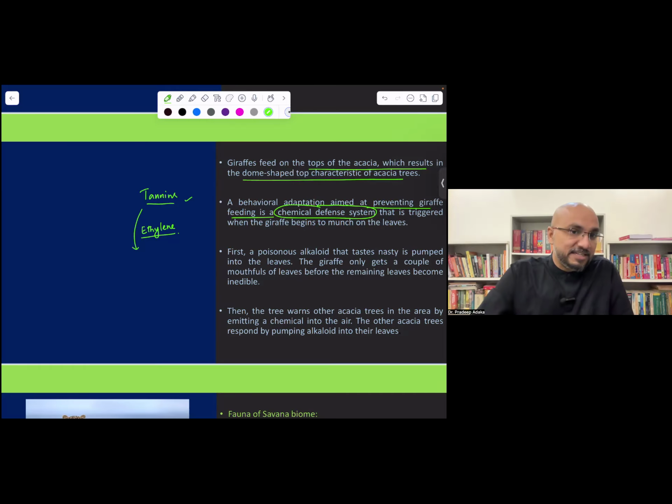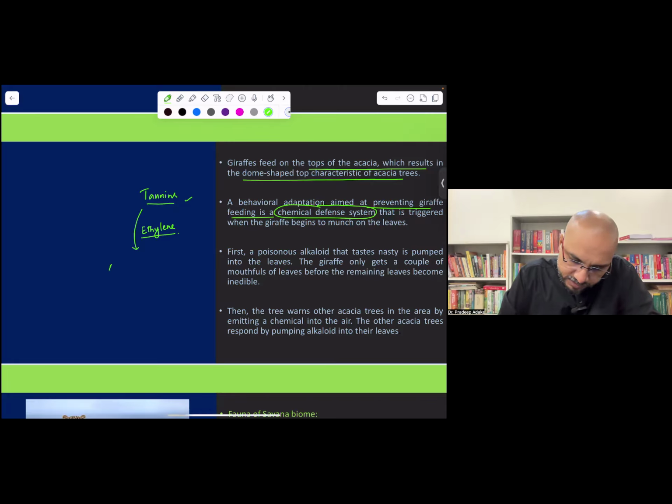So the entire plant will start producing a large amount of tannins, in all the cells, and even the surrounding plants are alerted. These huge amounts of tannins and polyphenols will make the plant taste very bitter, so the animal will move away and will not eat further. Okay, other alkaloids are also produced by the acacia tree.